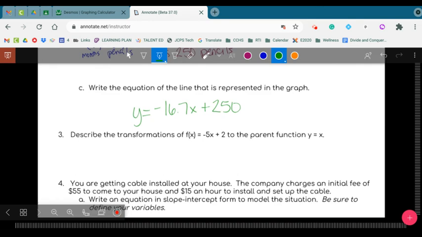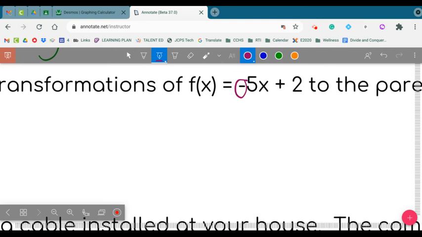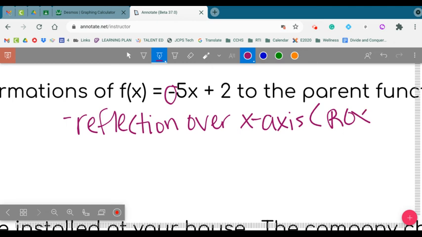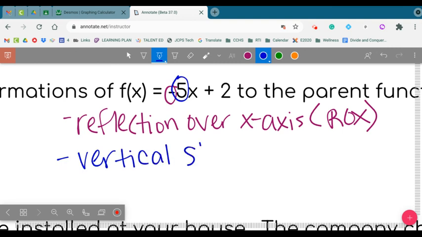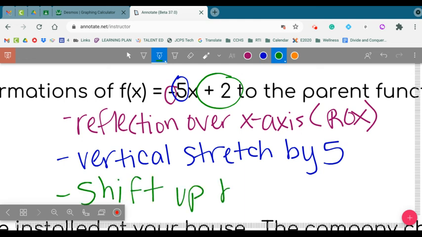Okay, going down to the next one, describe the transformation. So this is where we have a max of 3 transformations. We're going to start by looking at our negative sign. If there's a negative, there's a reflection over the x-axis. This is called, you guys can put rocks instead. Then we look at the 5. It's bigger than 1, so this is a vertical stretch by 5. And our last thing is this +2, and that means there's a shift up by 2.